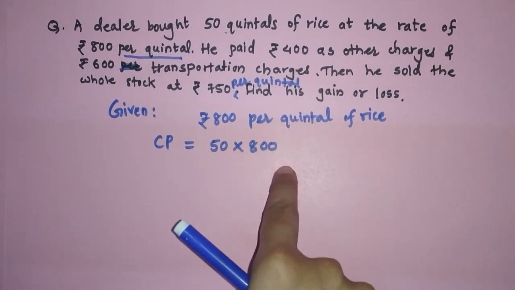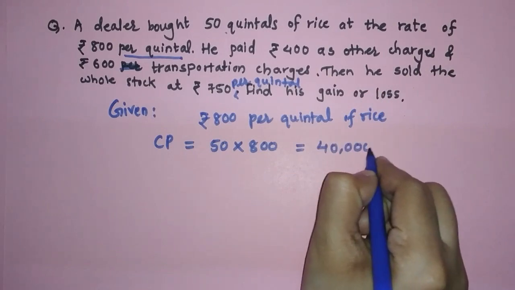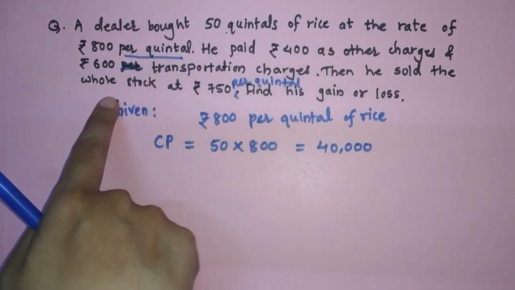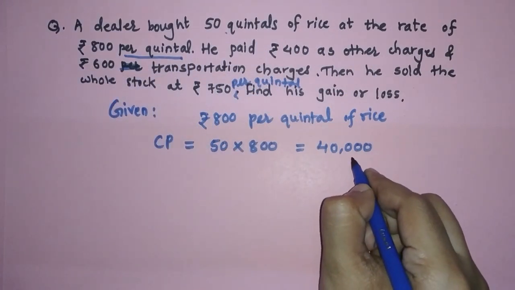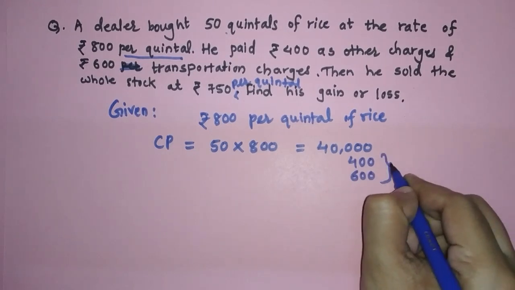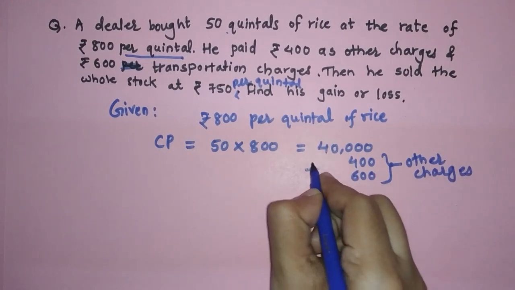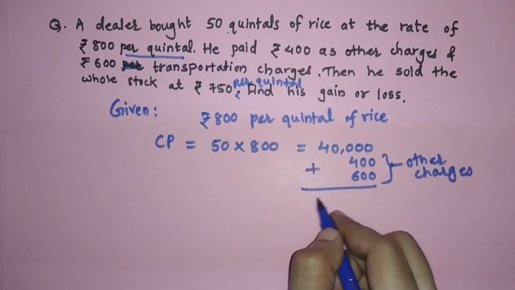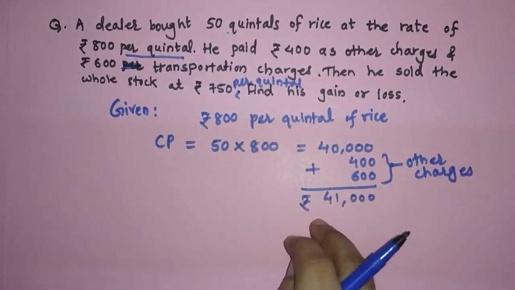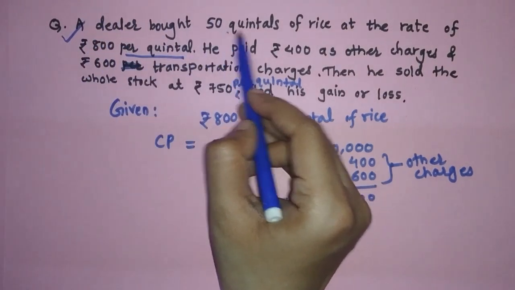So 50 multiplied by 800 will do. So simply we'll get here 40,000. And we need to add the other charges in this, which is 400 and 600. So we'll add in here 400 and 600. And these two are the other charges. And we need to sum up all of these. So as you sum up, you will get 41,000. So this is our new cost price for purchasing all the 50 quintals.